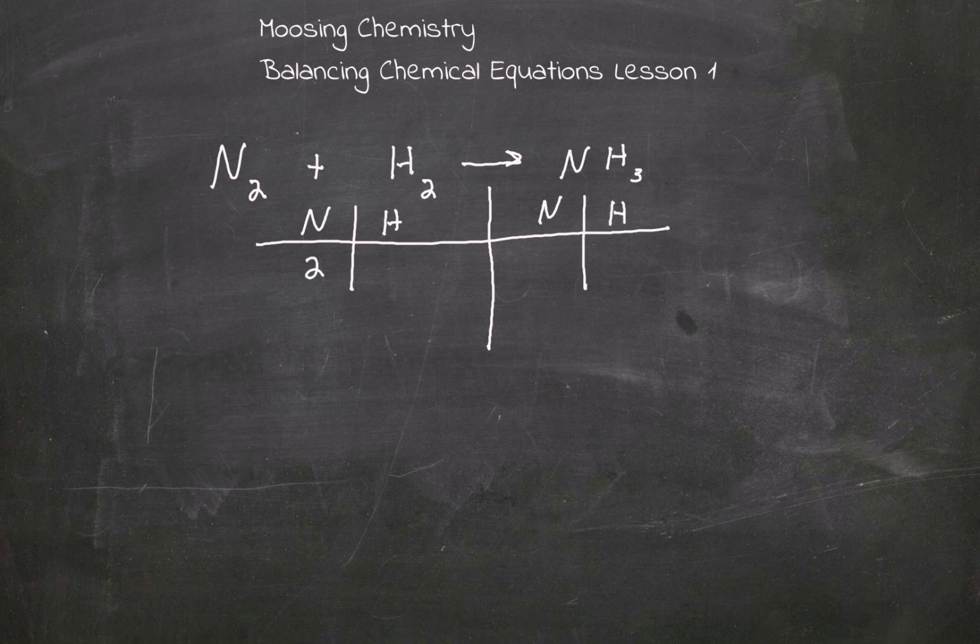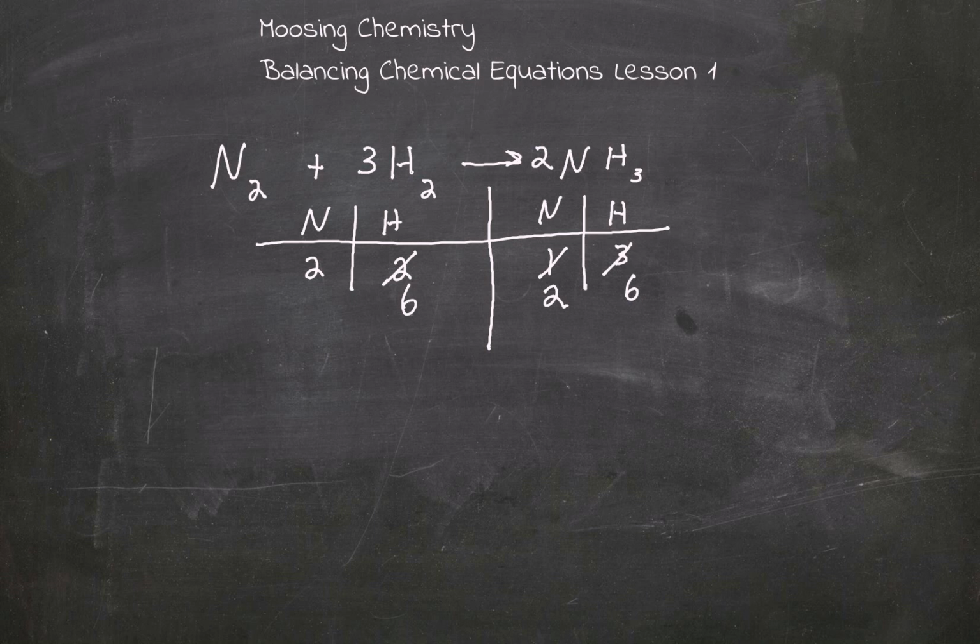So now we have 2 here, and we have 2 here, we have 1 here, we have 3 here. We know that we have 2 on our left, so we have to put a 2 right in front of this nitrogen. That changes that nitrogen to 2 and that hydrogen to 6, because that's 2 times 3. Now we need to make sure that we have 6 hydrogens over here, and we place a 3 in front of there, and we make that a 6. So now our equation is balanced. And that's an example of one of those.